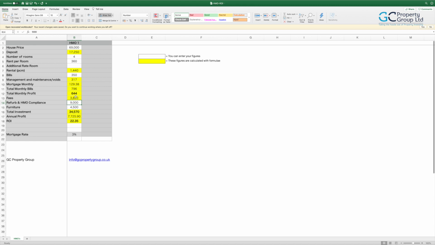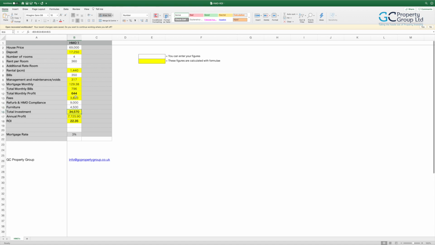So that's likely to be quite a light refurb, but your HMO compliance is things like your linked-in fire alarm system, your fire doors, etc. So there's a number of things that you need to do. I shall do a video on those at some point in the near future on what you need to do to bring an HMO up to the correct compliance. For this one, we've also spent £4,500 on furniture to furnish it out.